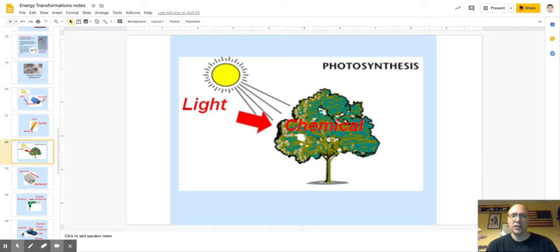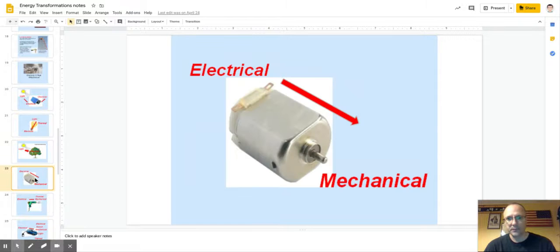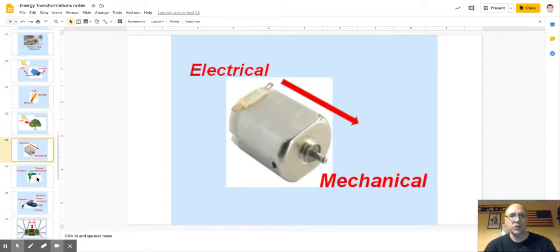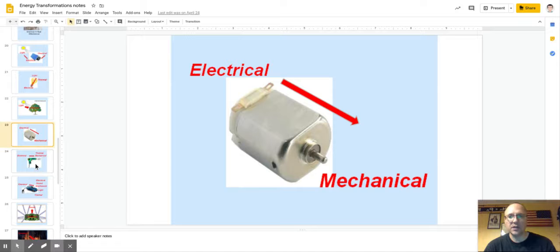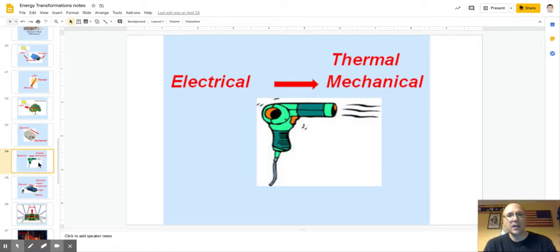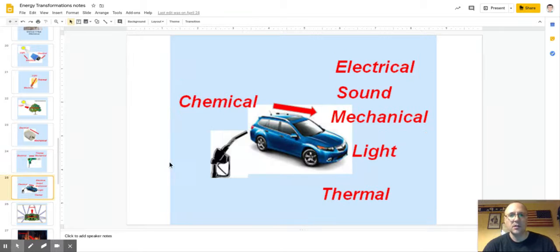In a tree, the incoming is light energy and it produces chemical energy. This is a motor, which takes electrical energy and produces mechanical energy. In a hairdryer, we're using electrical energy as the input, and it has two main products: the heat, the thermal energy, and the fan to blow it. So we have two products there, and both of those products are intended.